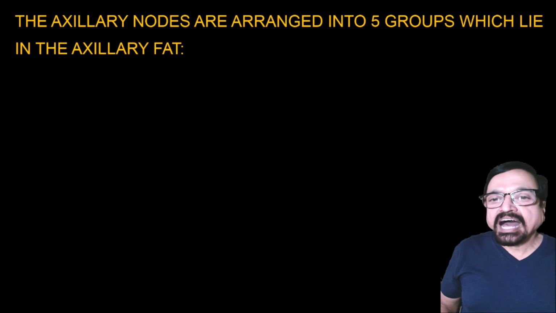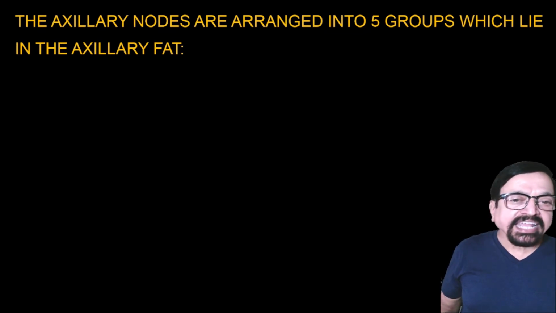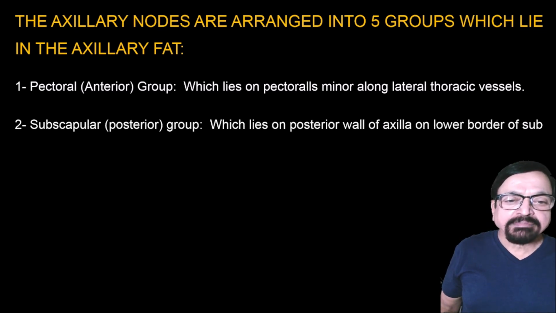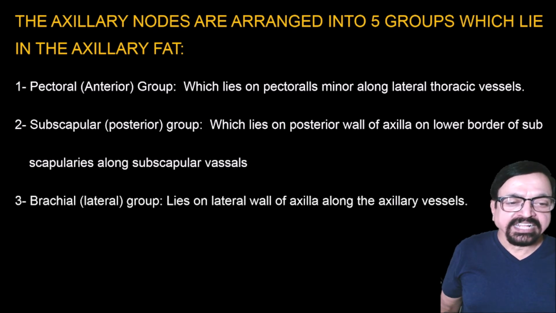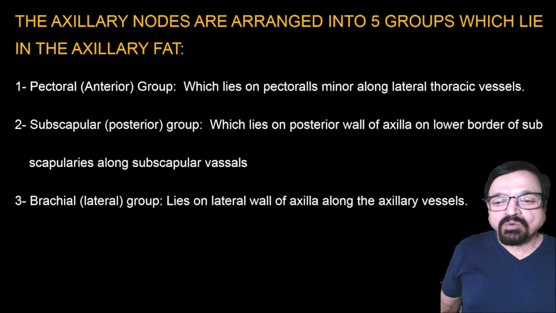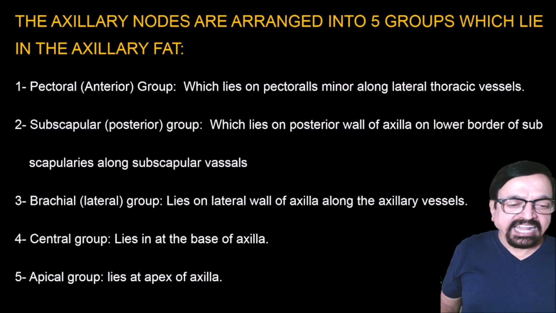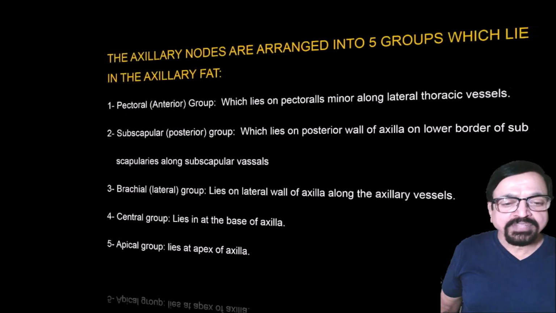Now axillary nodes are arranged in 5 groups which lie in the axillary fat. One is the pectoral, that is the anterior group, which lies on the pectoralis major along the lateral thoracic vessels. Then the subscapular, that is the posterior group, which lies on the posterior wall of the axilla on the lower border of subscapularis along the subscapular vessels. The third is the brachial, that is the lateral group, which lies on the lateral wall of the axilla along the axillary vessels. Fourth is the central group, which lies in the base of the axilla. Fifth is the apical group, which lies at the apex of the axilla.